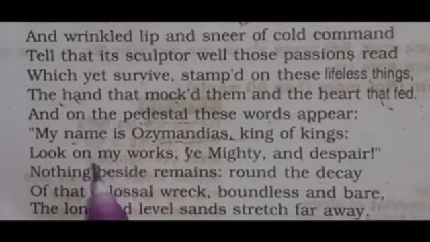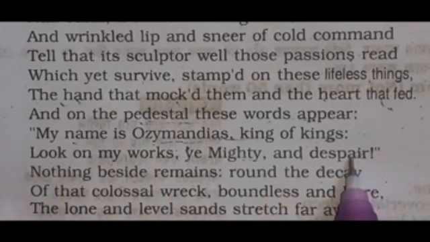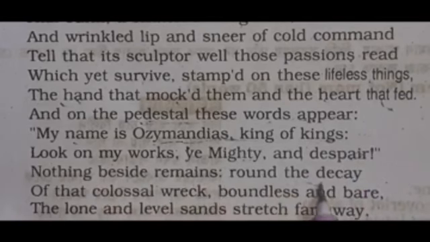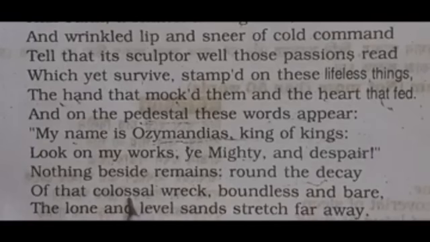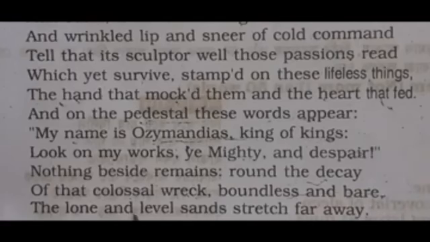On the very next line, look on my works, ye mighty, and despair. Where the word despair means loss of hope or feeling helpless. Nothing beside remains. Round the decay of that colossal wreck. Colossal. The word colossal here means huge. Wreck. The word wreck means that which is broken. Boundless and bare, the lone and level sands stretch far away.